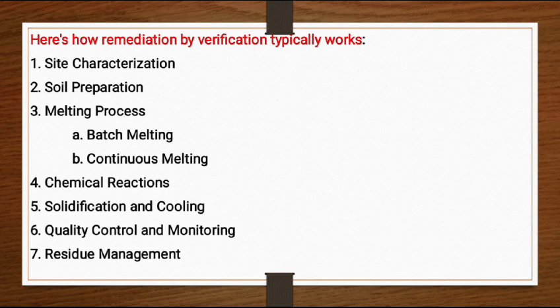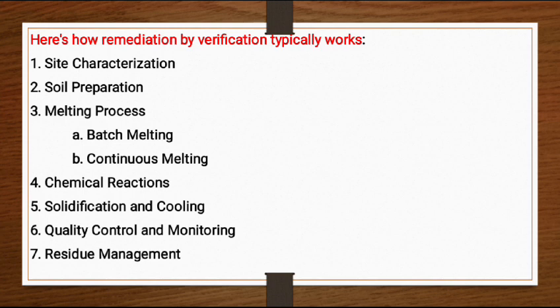Next one is continuous melting. In continuous melting, the contaminated soil or waste is fed into a continuously operating melter furnace, where it is heated or melted as it moves through the system. This process allows for continuous processing of large volumes of contaminated materials. So batch means step by step, little by little, whereas here we are going for a continuous process.